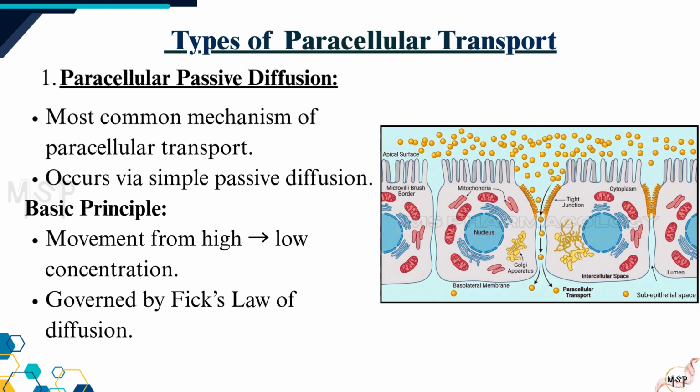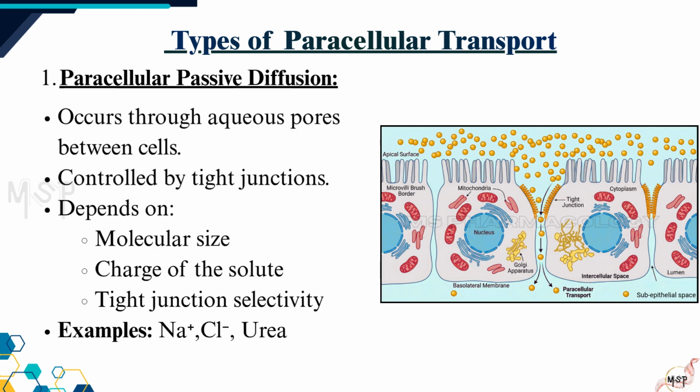Next, moving to the different types of paracellular transport. The most common way substances move is through passive diffusion. This is governed by Fick's law. Essentially, solutes move from high concentration to low concentration. It's a game of size and charge. Whether it's sodium, chloride, or urea, the tight junction acts like a selective filter. If the molecule is the right size and carries the preferred charge, it slips through the aqueous pores between the cells.